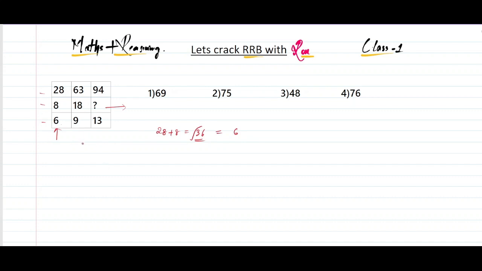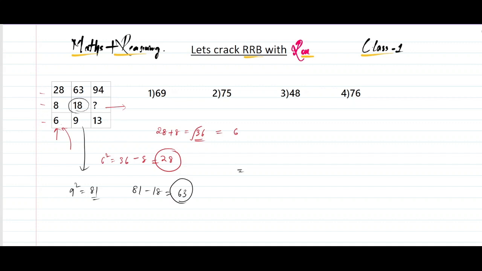Or you can think like this. First you can take 6 square, which equals 36, and if you subtract 8, you get 28, which is the first number here. I hope you are getting it. We can check for the middle column here. 9 square, how much? 81. If I subtract 18 from 81, 81 minus 18, I am getting 63. Either top to bottom or bottom to top, both are the same.